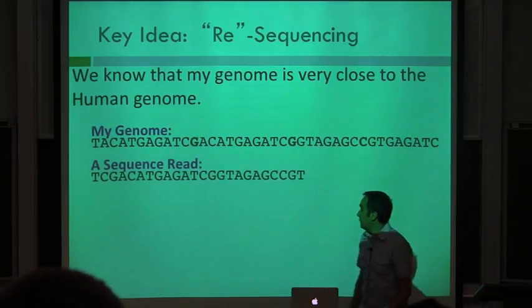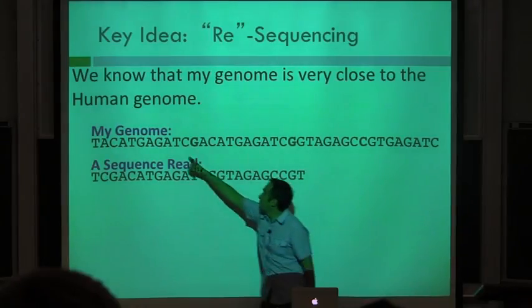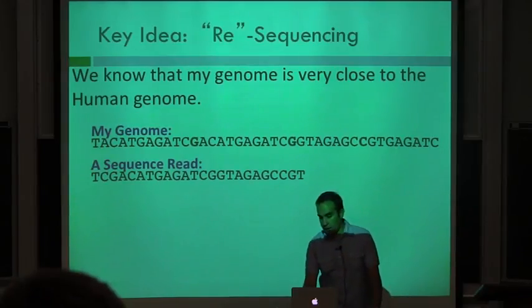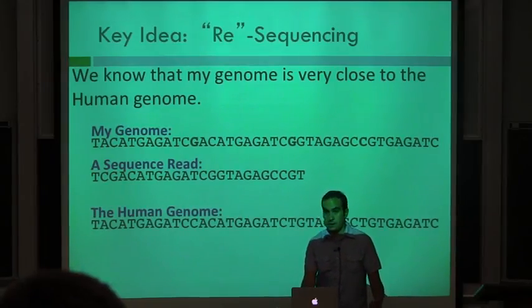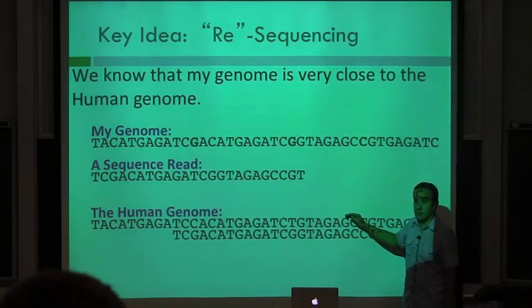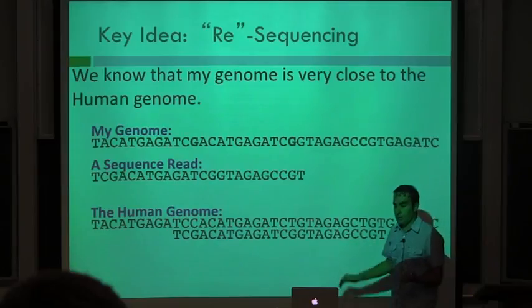So let's say I get a read from here. This is just a random sequence. It actually comes from here, but of course, I just get this. So what I do is I download the human genome because now it's available. And I look for where this read matches closest to the human genome, because I know that individuals only differ by 0.1% of their DNA. So only 1 in 1,000 positions are different on average. So there's going to be a position that's really close.